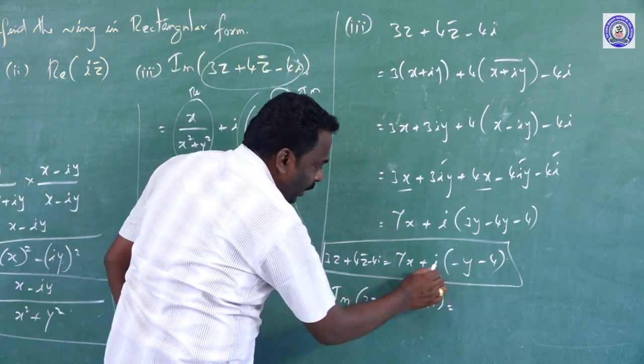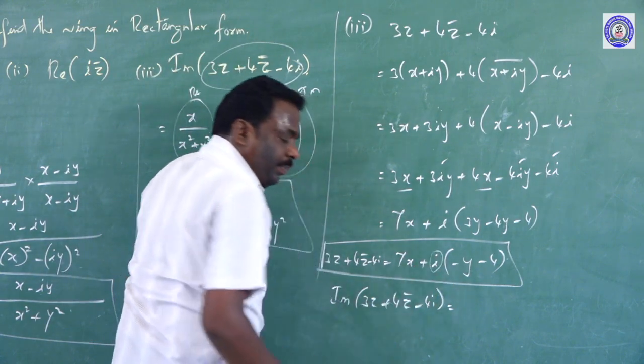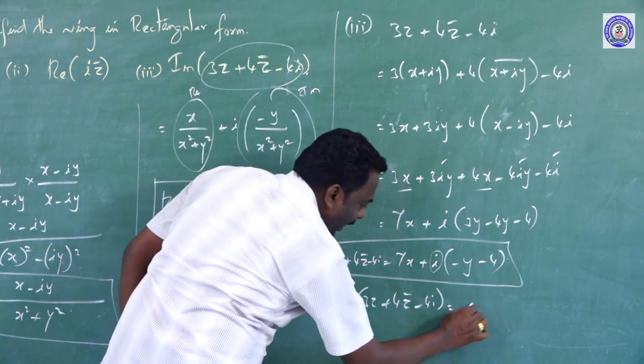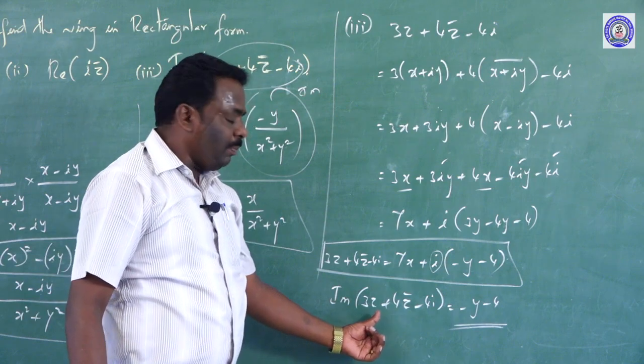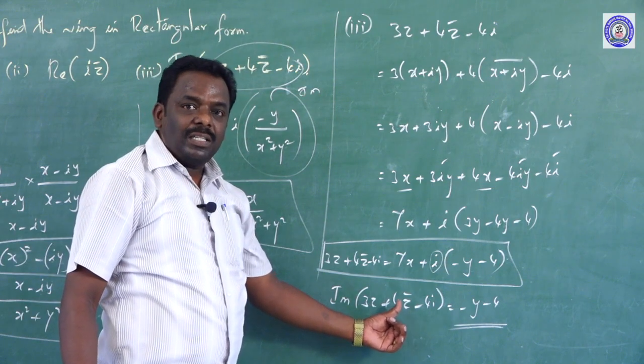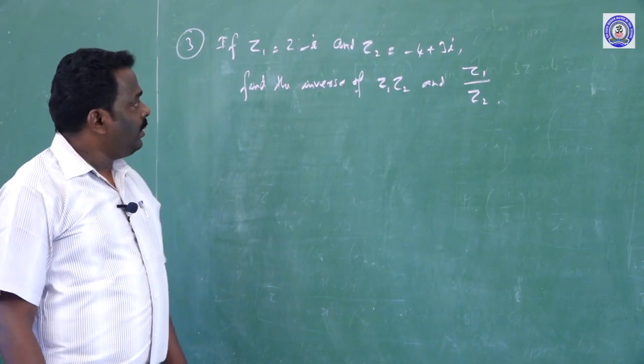What is the imaginary part? The part which comes along with i is called imaginary. Therefore, y minus 4 is called the imaginary part of 3z plus 4z bar minus 4i. Okay, move to the next one.